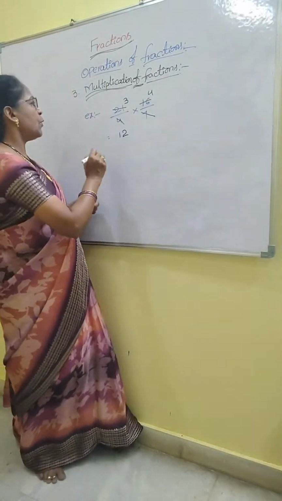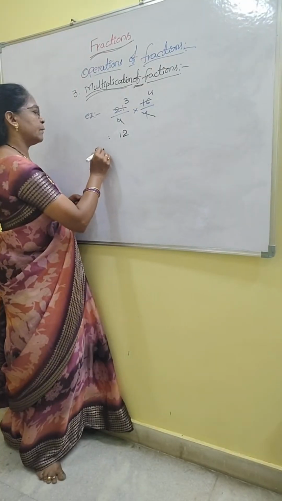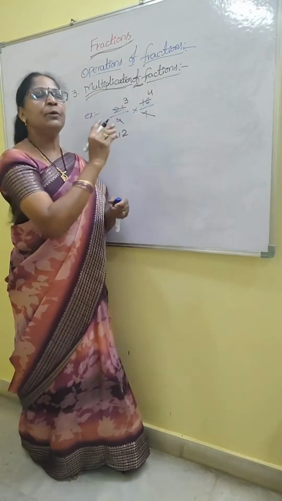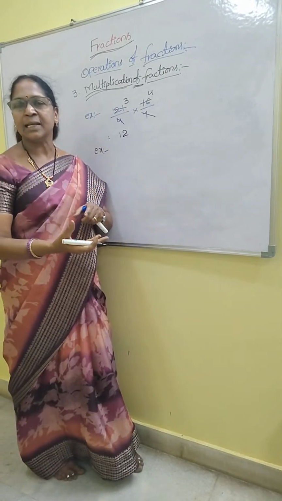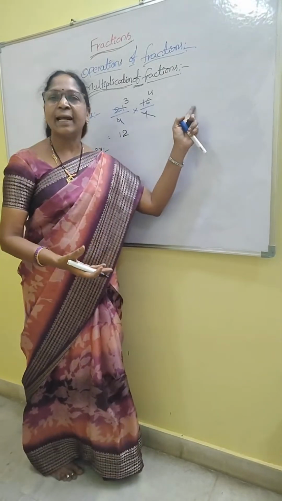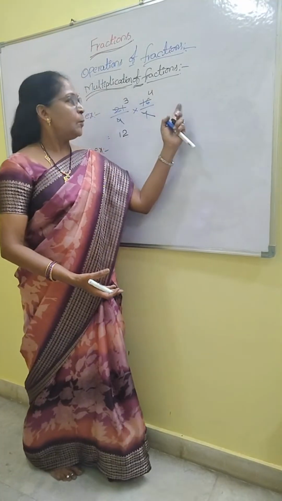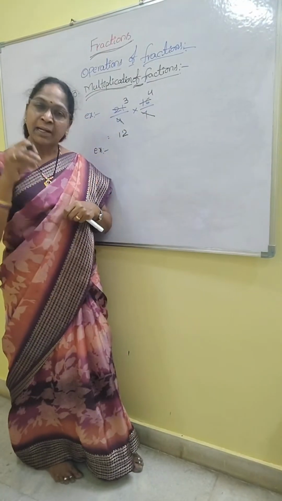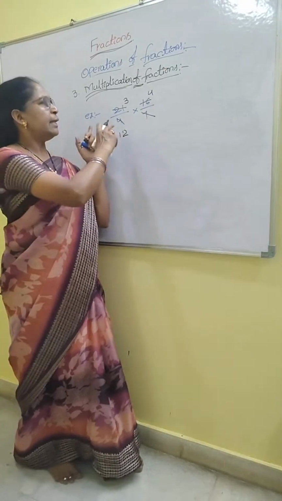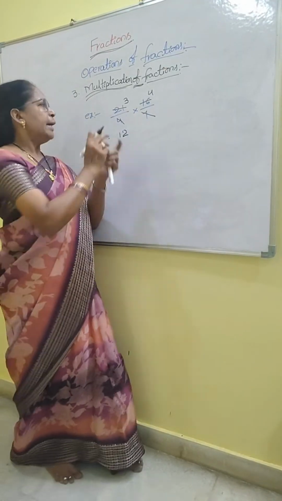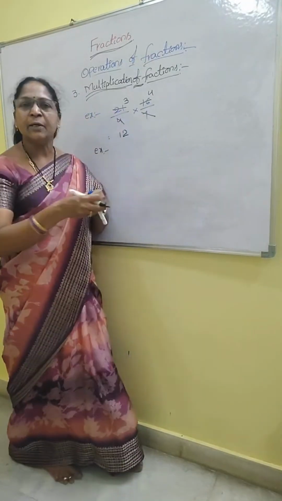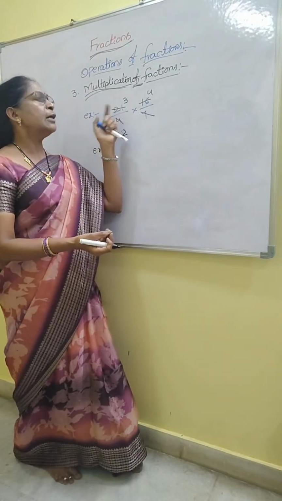But here one more example. See, here only 2 fractions are given. More than 2 fractions can also be given. However many fractions are given, if the multiplication symbol is in between those fractions, then you can follow the same procedure like this. Here in the denominator term, with the denominator term, we cancel the numerator.